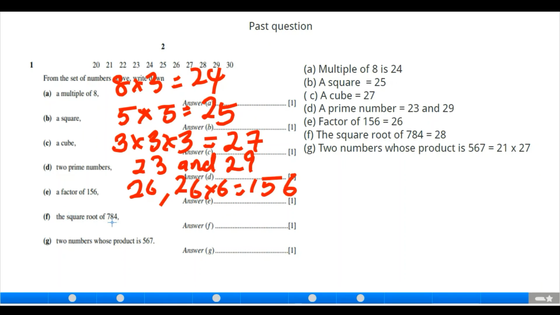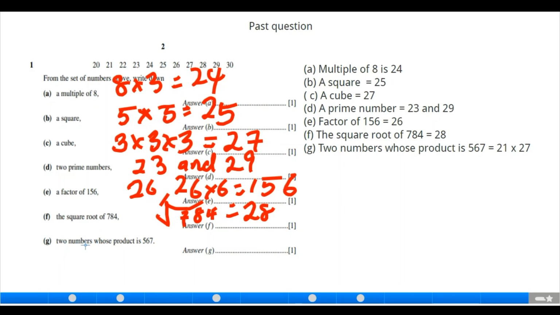Now, the square root of 784. Let's look at this number. What is the square root of 784? The square root of 784 here is 28, because by the time you multiply 28 twice, it will give us 784.